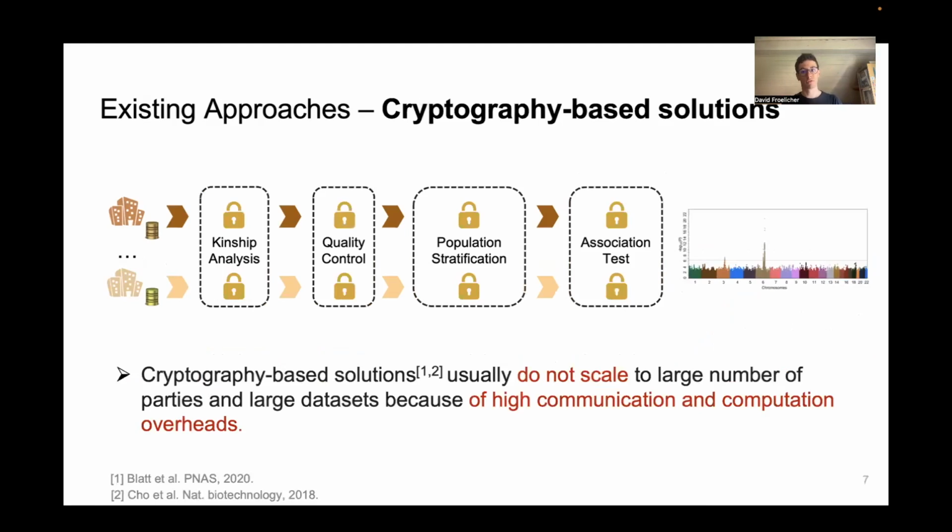Finally, there are cryptography-based solutions in which the parties compute directly on encrypted data, which ensures privacy, so there are no more privacy concerns, but these solutions usually do not scale to a large number of parties or large data sets, because computing on encrypted data comes with higher computation overhead and possibly high communication overhead.